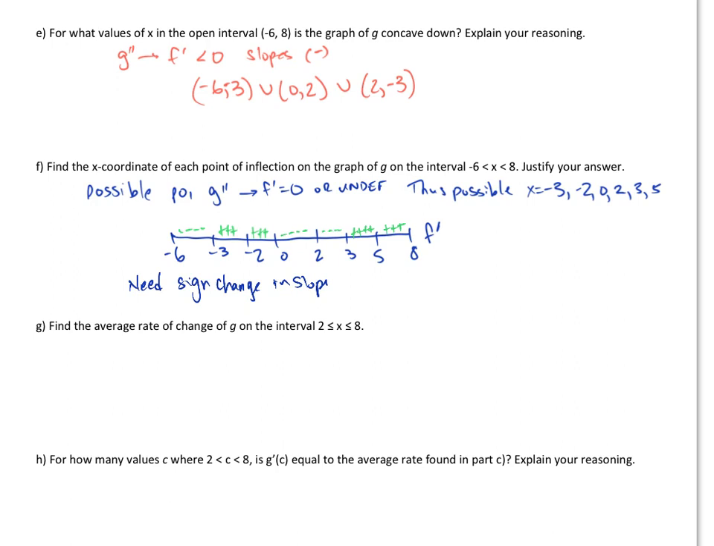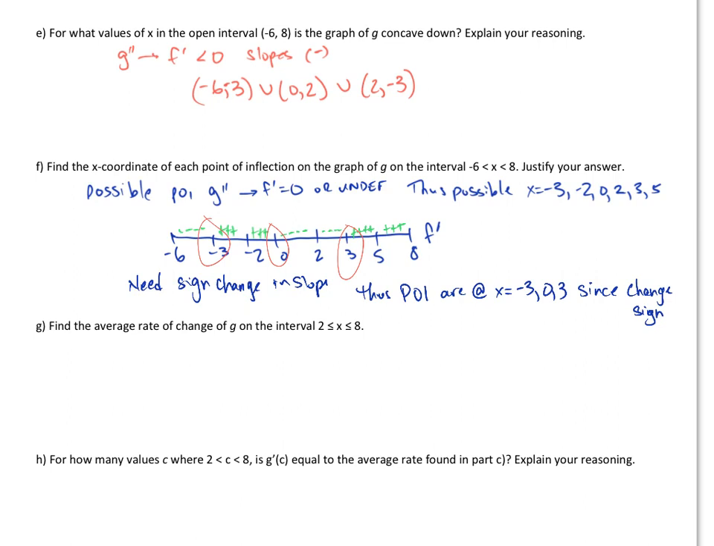Well, it happens at -3 right here. It also happens at 0 right here, and then it also happens at 3. So thus, the points of inflection are at x equals -3, 0, 3, since we have a change in sign.